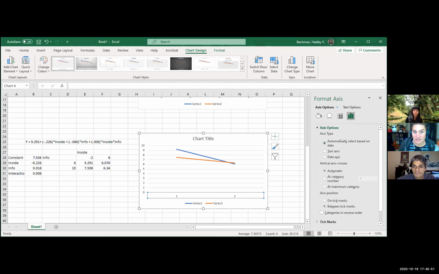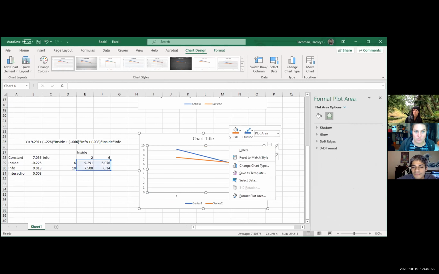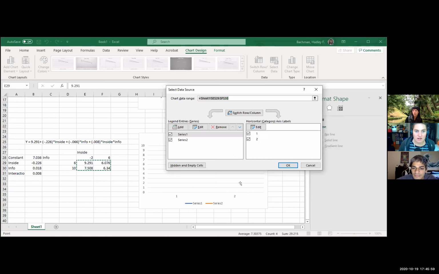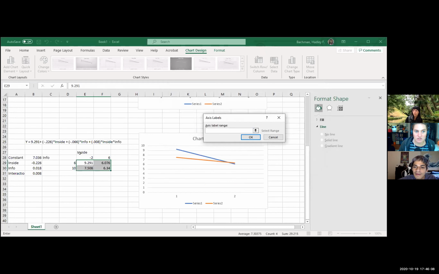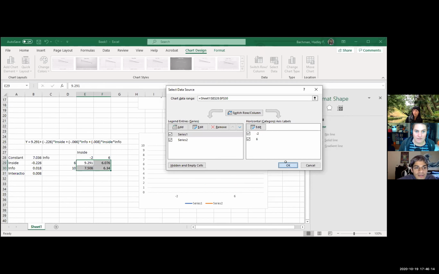So what you actually need is select data. When you click there, click the select data button. And then see how it says horizontal axis labels? Click there, edit, and then you can pick your horizontal axis, which is -2 and 6. Just slide across. There you go. And hit OK.